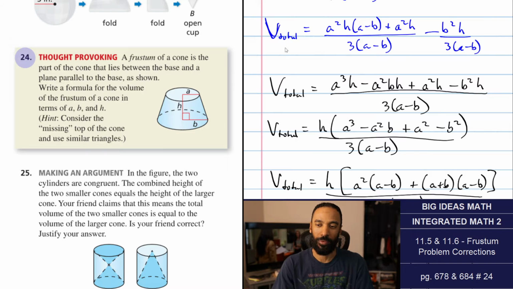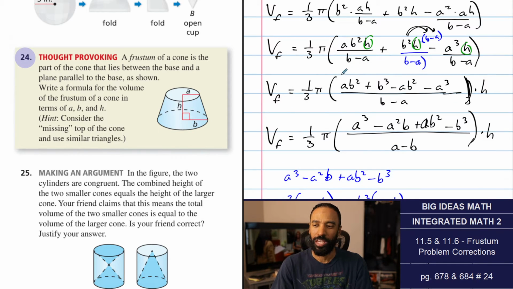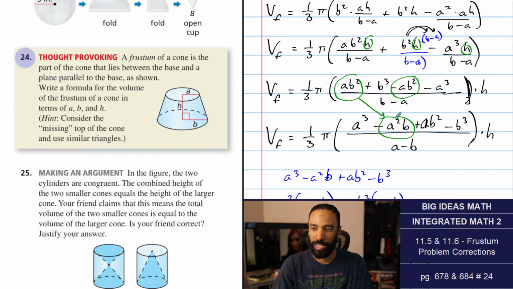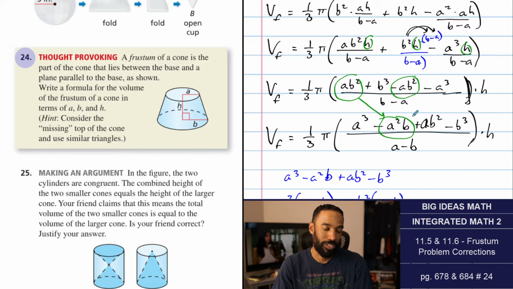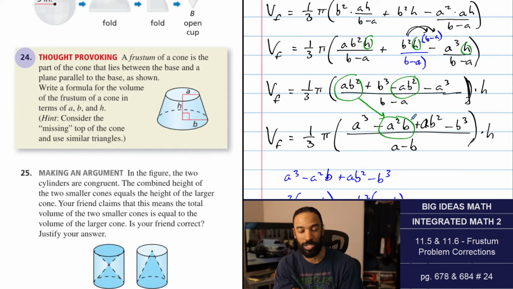On the second one right here, my problem was actually a carryover from one step to the next. You can see here that I have AB squared here and here. And then in the next step, I wrote this AB squared as an A squared B right there. It should have said AB squared. And then they would have canceled out instead of being separate terms. And literally that was it. It was just an incorrect carryover.